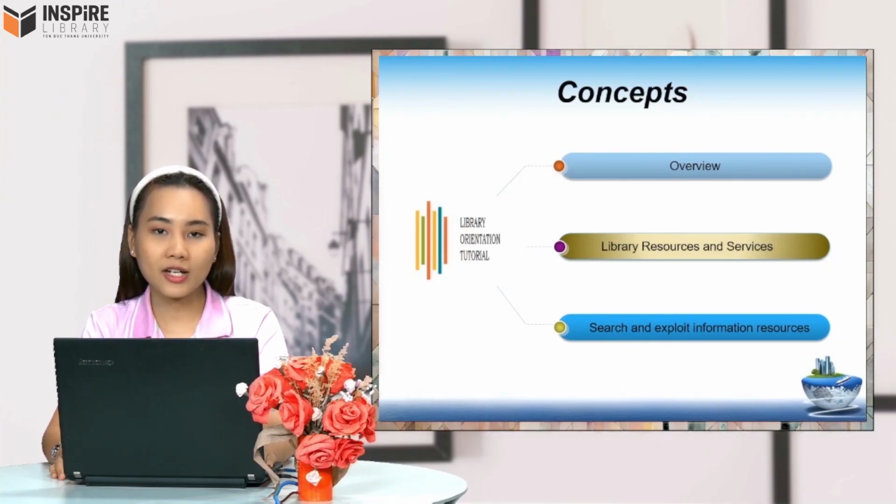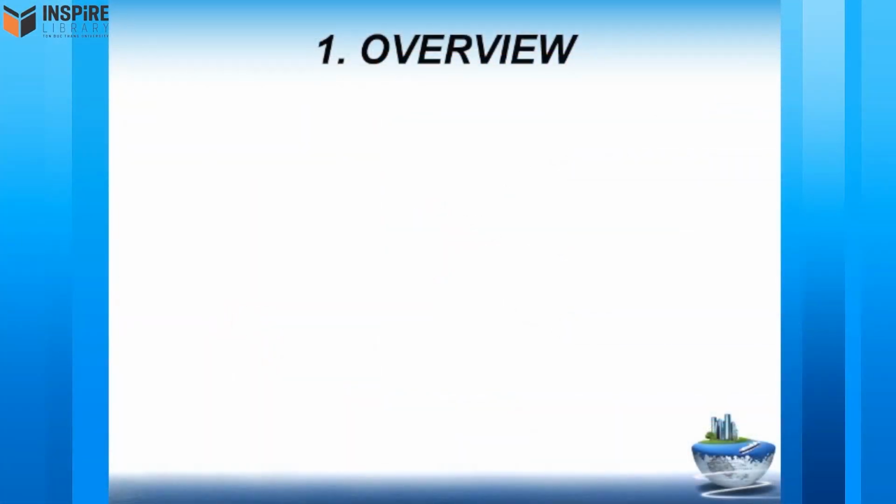The course is divided into three parts: overview of library usage, library resources and services, and the last one, search and explore information resources. And now, let's begin our library orientation. We are at the first part of the orientation, overview of library usage.